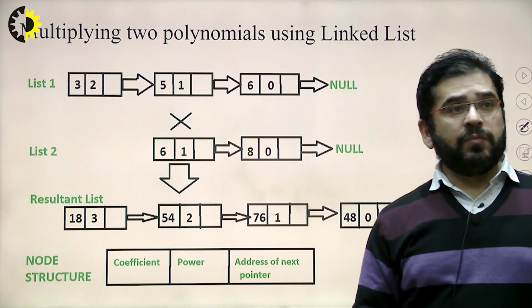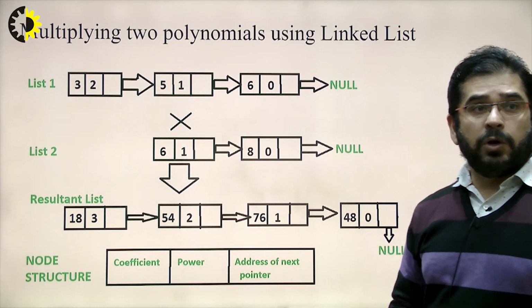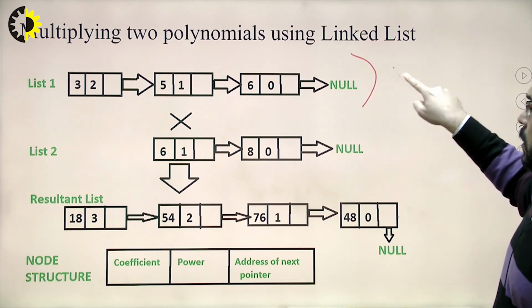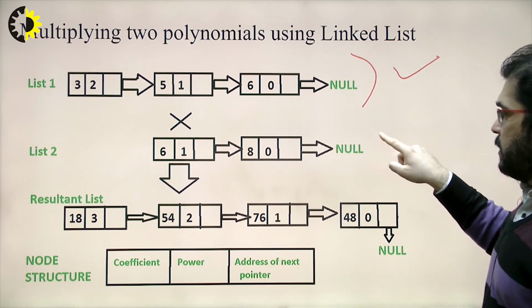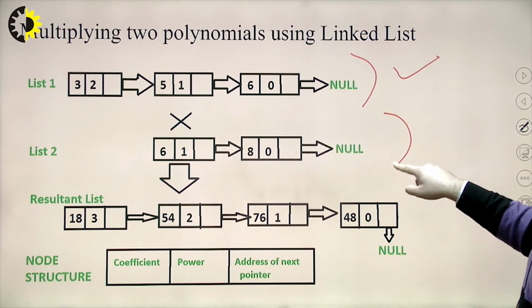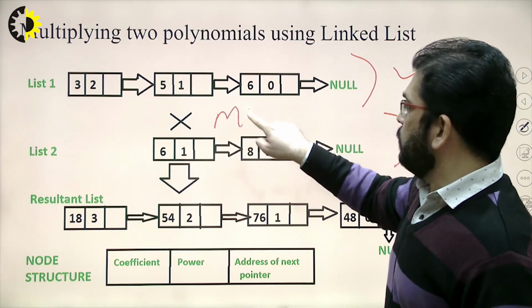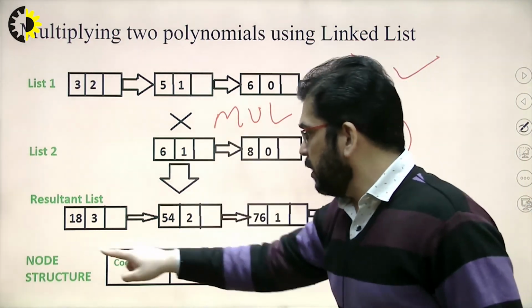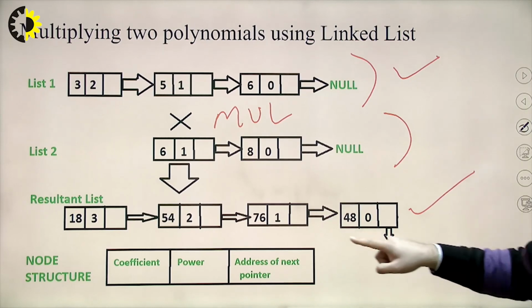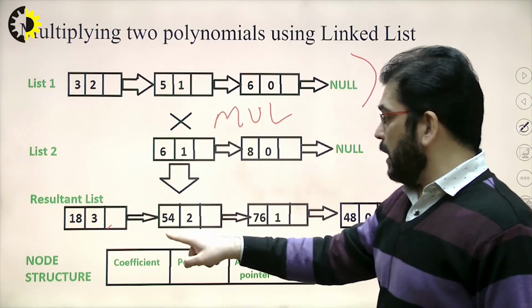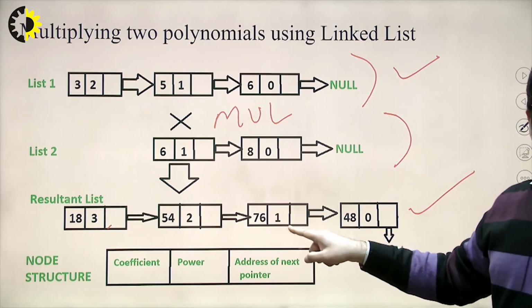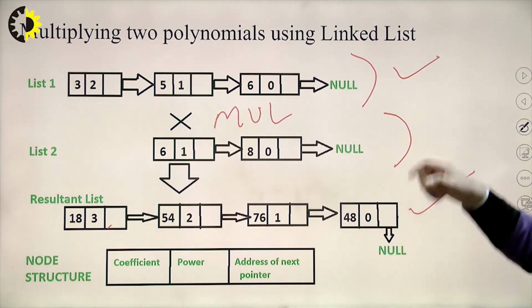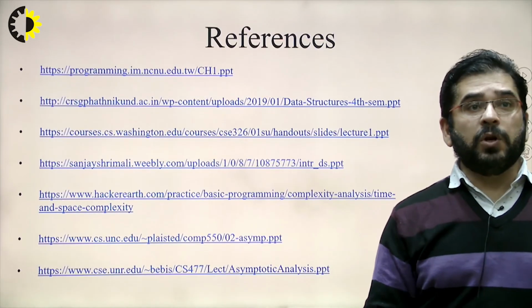This is the last diagram which we are showing for multiplication of 2 polynomials. This is list 1, 3x square plus 5x plus 6. This is list 2, 6x plus 8. Now the multiply operation is performed here and the resultant is this one: 18x cube plus 54x square plus 76x plus 48. So in this way we can multiply the polynomials.